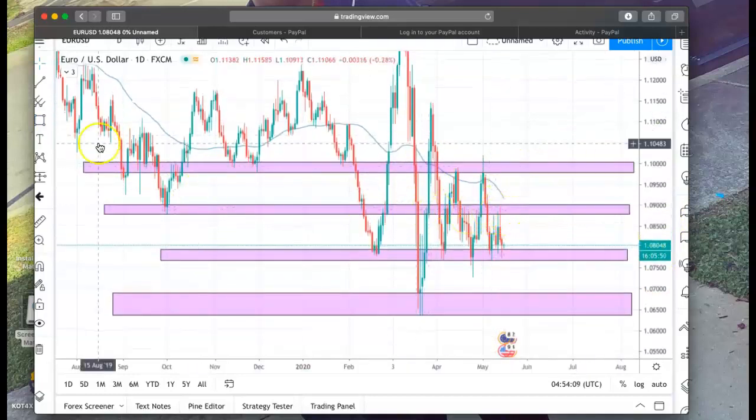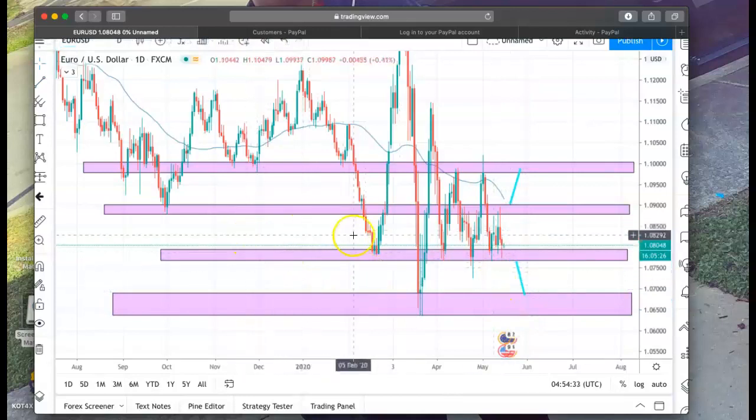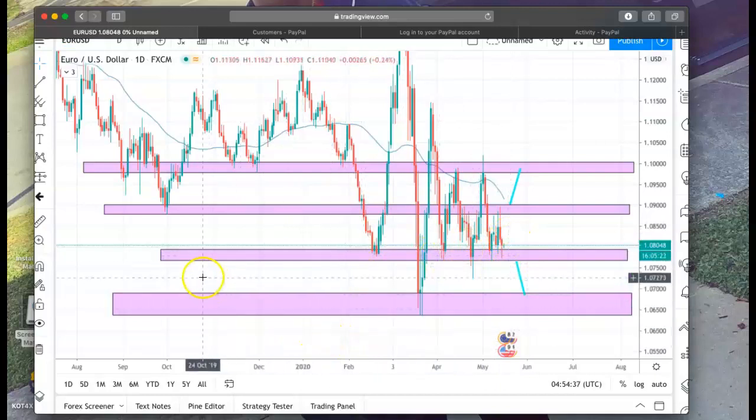If price were to come out of this zone, I would just simply buy here and continue to trade here. If price was to break out of this box, I would simply sell here and take profit in this zone. So that's why it's very important to find your zones in trading, so you know your support and resistance. But we're going to go to another example.